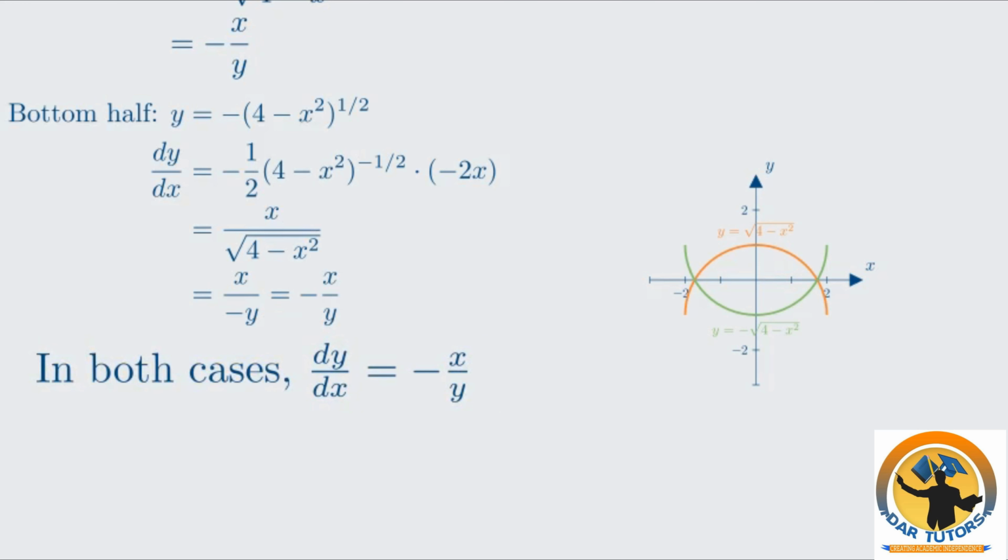This method works, but it's time-consuming and relies on us being able to rearrange the equation. What if we can't? This is where implicit differentiation becomes incredibly useful. It provides a more direct and powerful method.